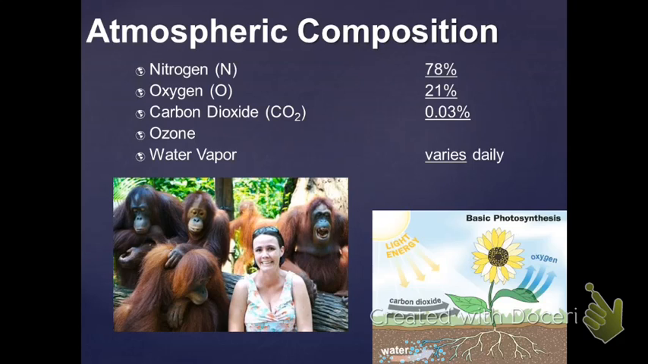Water vapor would vary daily between 1% and 4%. It is the source of all clouds and precipitation. And like carbon dioxide, water vapor absorbs heat given off by the Earth. This leads us to discuss how our atmosphere compares to other planets.